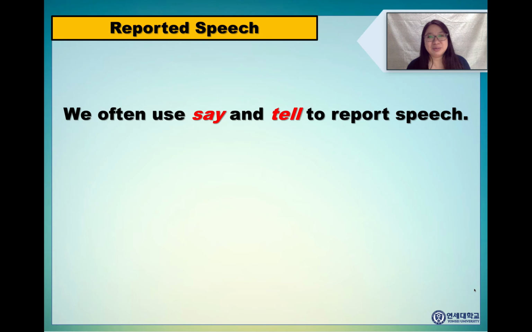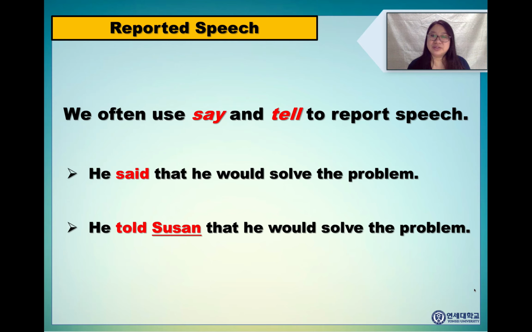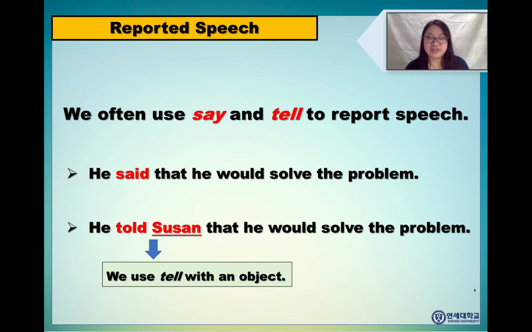When we use reported speech, we often use say and tell. He said that he would solve the problem. He told Susan that he would solve the problem. If we use the word tell, we need to use an object. He told her. He told him. He told someone. We always need an object.